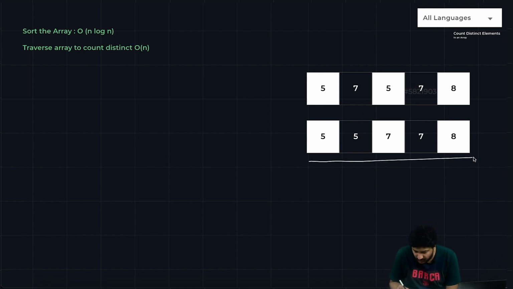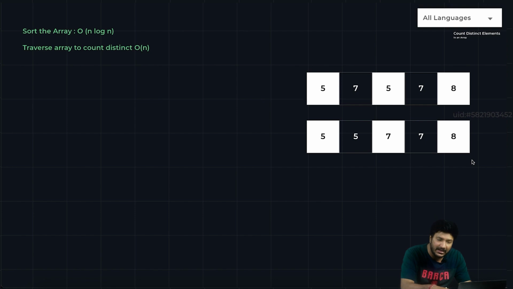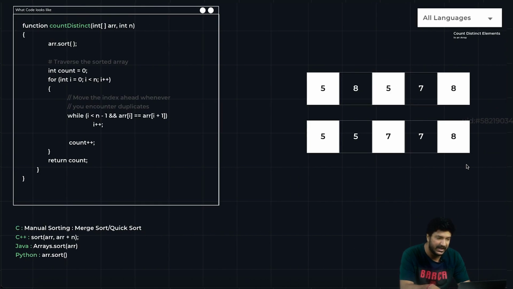So now the array would look like this, right? Now what we do is, again we are doing the same thing, that we are incrementing the count at the last occurrence of the element. So let me explain how this would be working in this case.